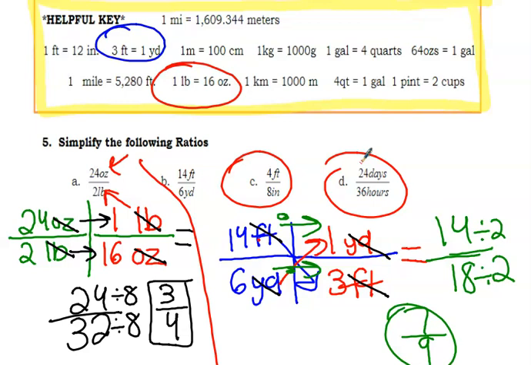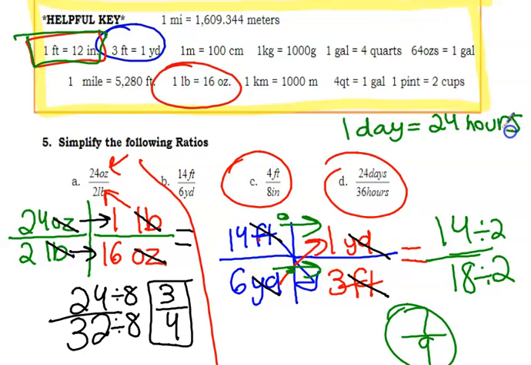Where's feet and inches? Oh, there it is. Okay. So number 3, use feet and inches. Okay, and then D, well, how many hours are in a day? So 1 day equals 24 hours. So make that chart and solve it.